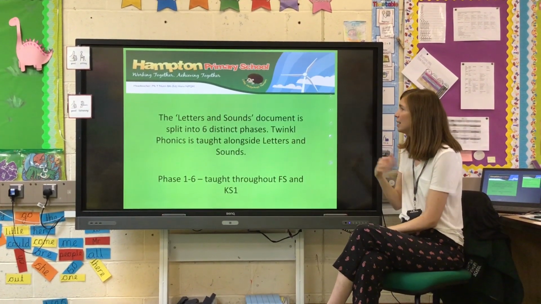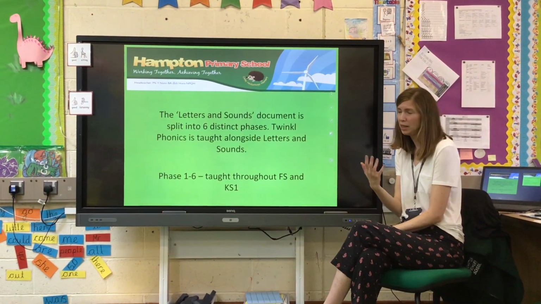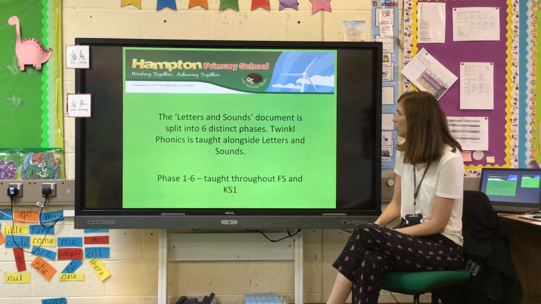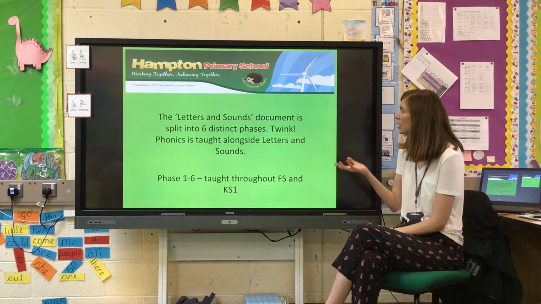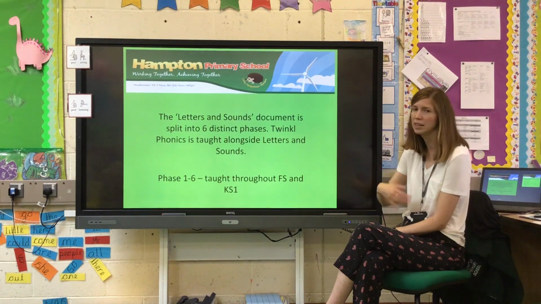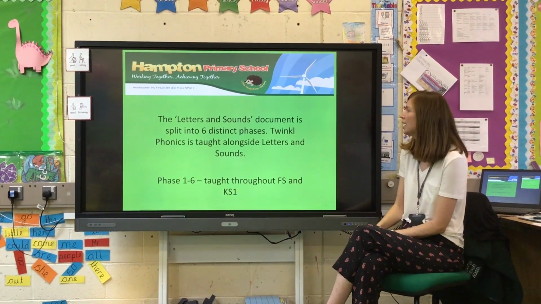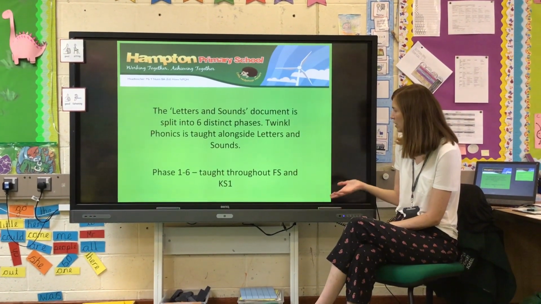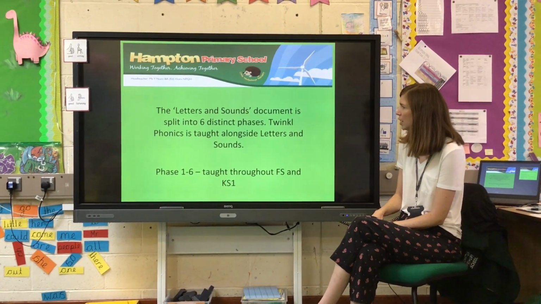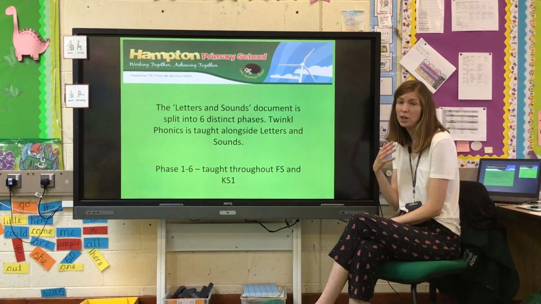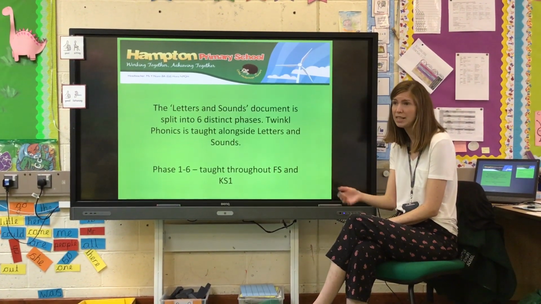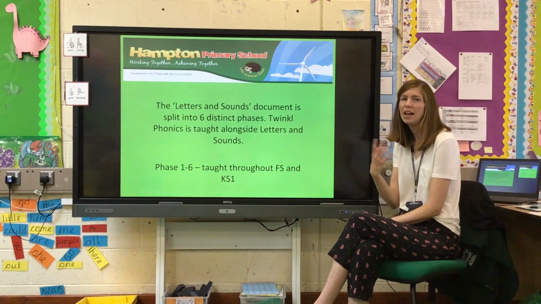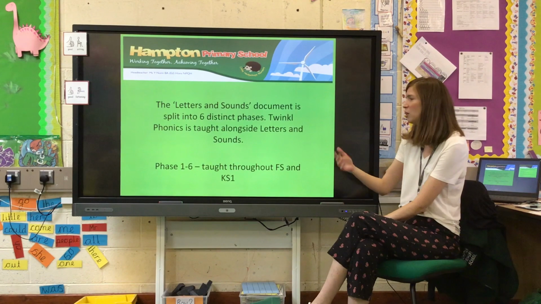We use the Letters and Sounds document, which the government have designed, and it's split into six distinct phases. We use Twinkle Phonics, which uses Letters and Sounds in a really fun, child-friendly way, and that's taught alongside Letters and Sounds. Phases 1 to 6 are taught throughout foundation stage and key stage 1. Phase 1 is actually taught in nurseries, and once they start in reception, we do a little bit of phase 1 just to finish off, and then we start on phase 2, and they gradually work their way through.